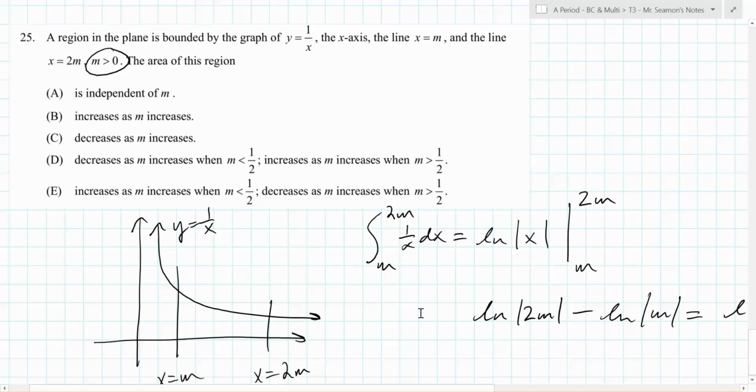Does it increase? No. Does it decrease? No. So which is the answer? Regardless of what m is, it's always going to be 2. It's independent of m. That's really cool.